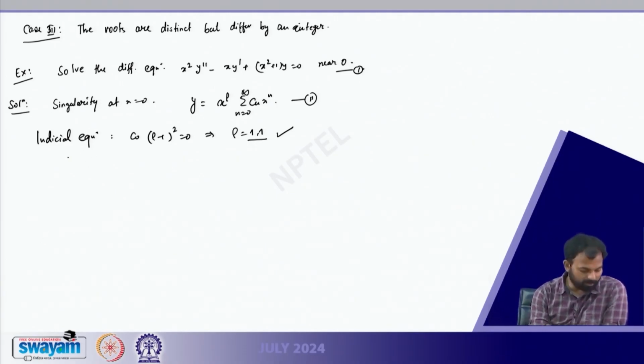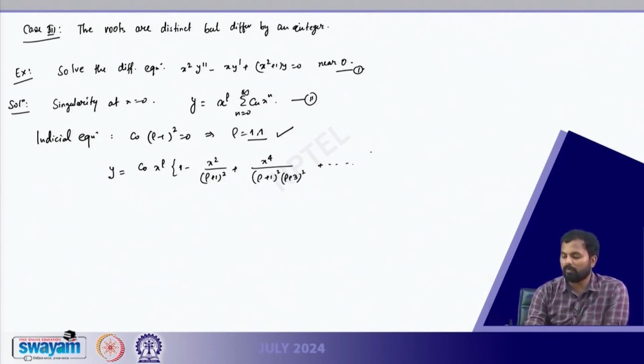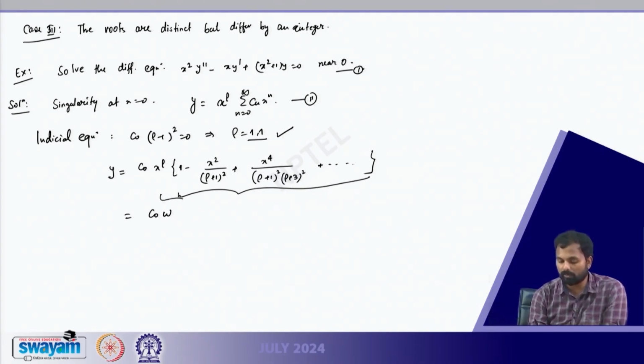So, we constructed y, and y was C0 into x to the power rho, times 1 minus x square by (rho plus 1) whole square plus x to the power 4 by (rho plus 1) whole square (rho plus 3) whole square. Just recall that expression. We assumed C0 into w. This was our w, including this one also. And we saw that it will satisfy that ordinary differential equation 1.